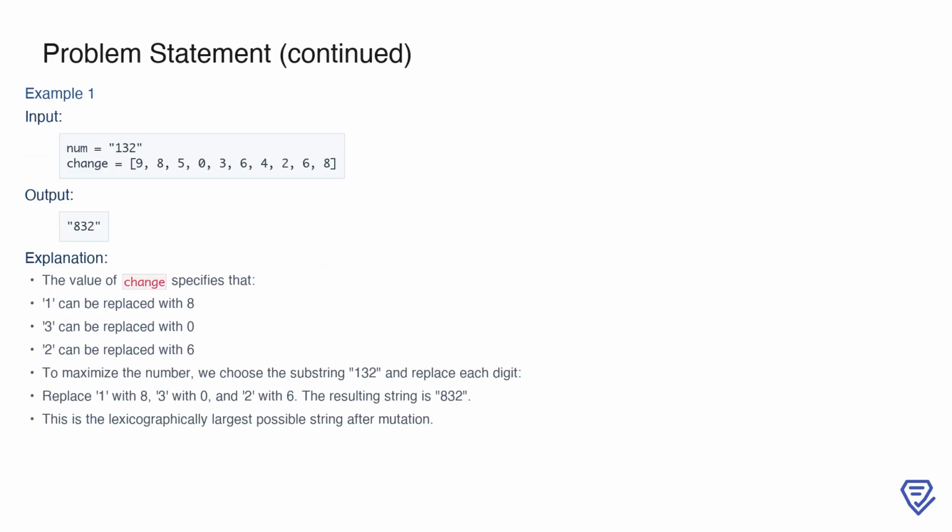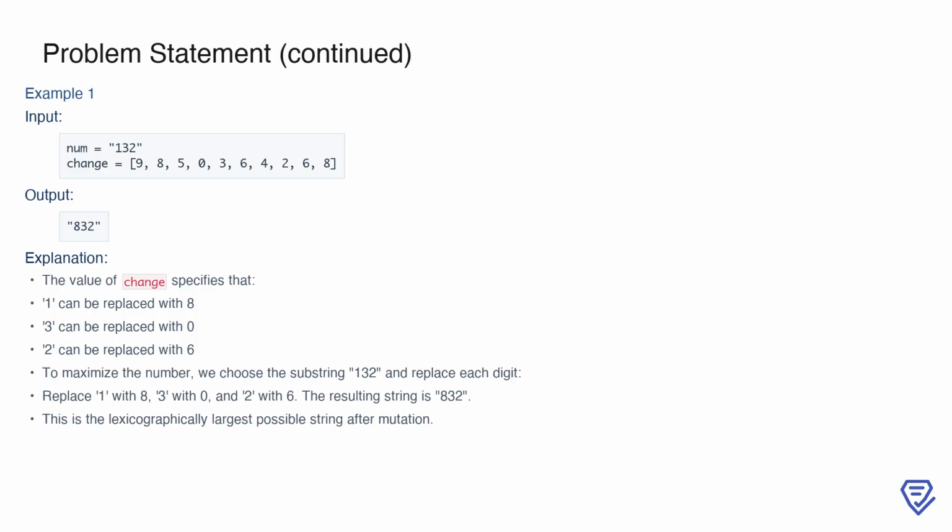In the first example, we are given number as 132 and the change array is 9, 8, 5, 0, 3, 6, 4, 2, 6, 8. The change array specifies that the digit 1 can be replaced with 8, 3 with 0, and 2 with 6. To maximize the value of the number, we can choose the entire substring 132 and replace each digit using the change array. Specifically, 1 is replaced with 8, 3 is replaced with 0, and 2 is replaced with 6, resulting in the string 832. This is the lexicographically largest string we can get after the mutation.